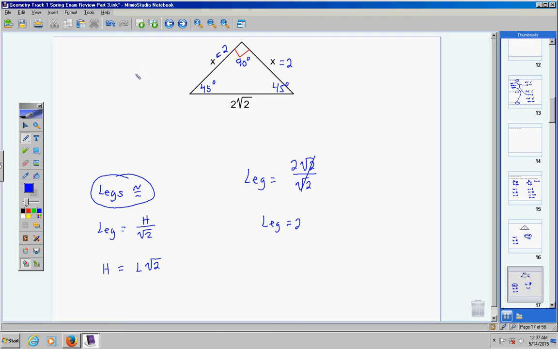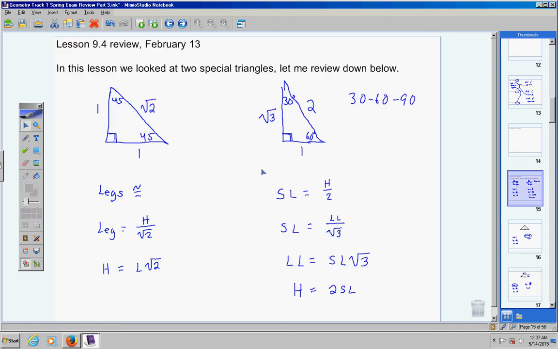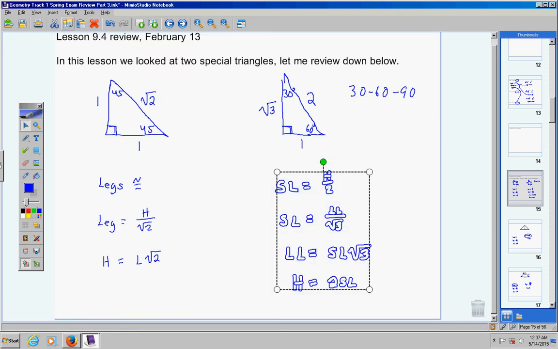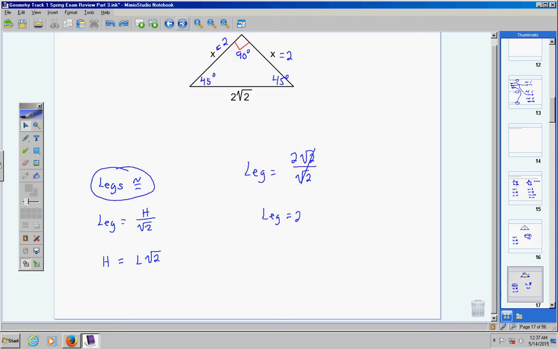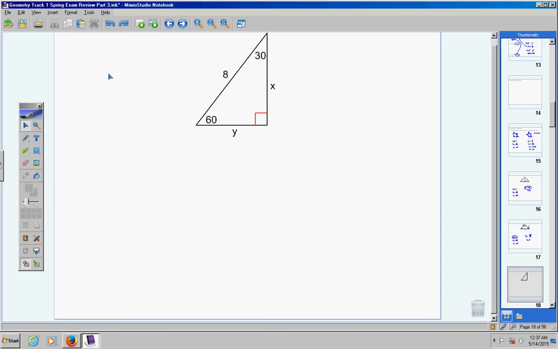Now let's move on to some 30, 60, 90 triangle examples. Let me go back here and copy my formulas here. And here we go. Right away I can see, students, that I have a 30, 60, 90 triangle, so I can use these formulas here. Now first of all, I'm going to label my sides. This is 30, go straight across. This is my shorter leg. This is 60, go straight across, longer leg. And this is my hypotenuse.